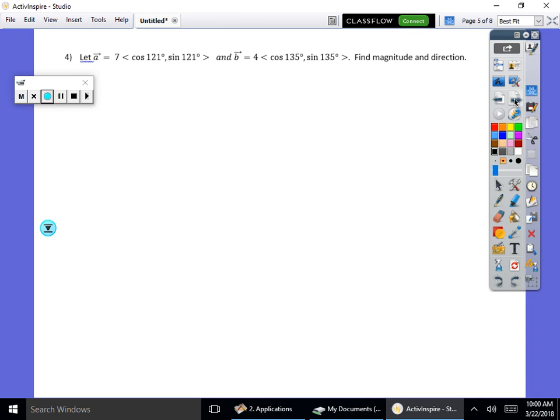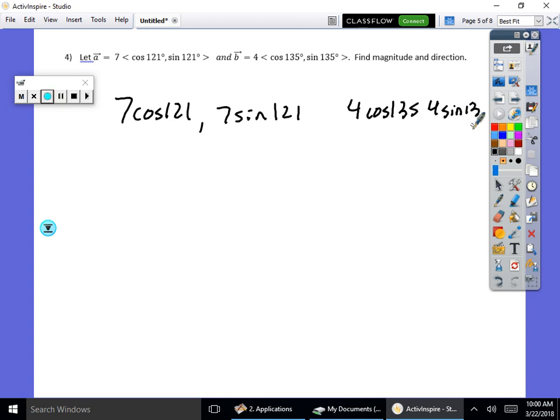All right, next one. You simply have to type in your calculator 7 cosine 121, 7 sine 121, and then we have 4 cosine 135 and 4 sine 135. Okay, when I typed those in my calculator, I got negative 3.6 comma 6, and for this one I got negative 2.8 and 2.8. You might be slightly different based on how you rounded, right?